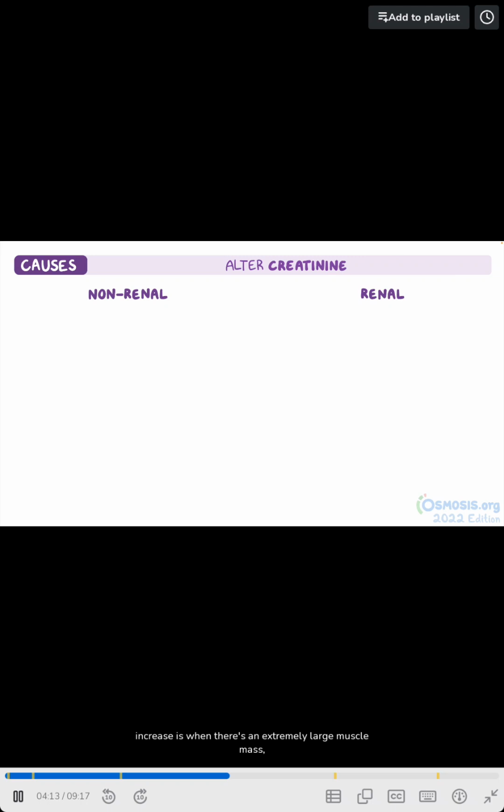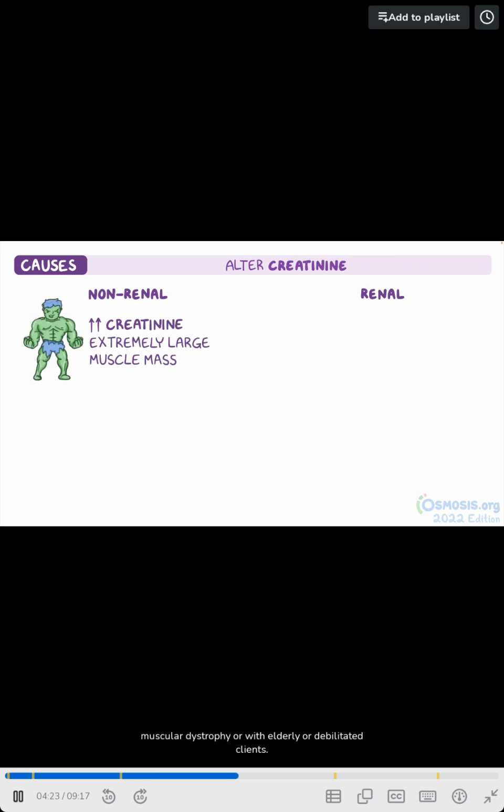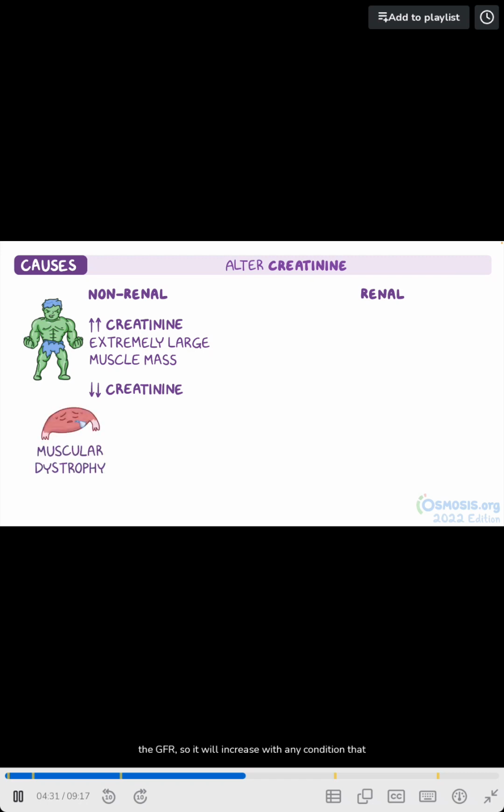Okay, let's move on to conditions that can alter a client's creatinine, which can be non-renal and renal. Now, because creatinine is made by the muscles at a relatively constant rate, a non-renal cause of creatinine increase is when there's an extremely large muscle mass, like with bodybuilders. Conversely, a decrease in creatinine can result from decreased muscle mass, which can happen in conditions like muscular dystrophy or with elderly or debilitated clients.